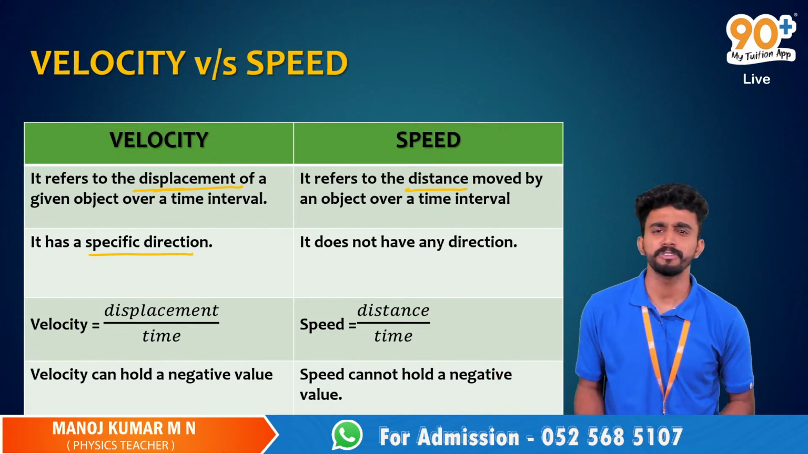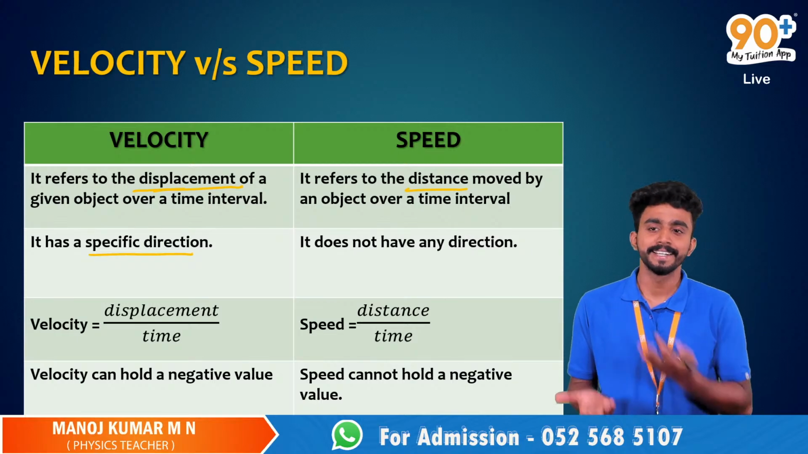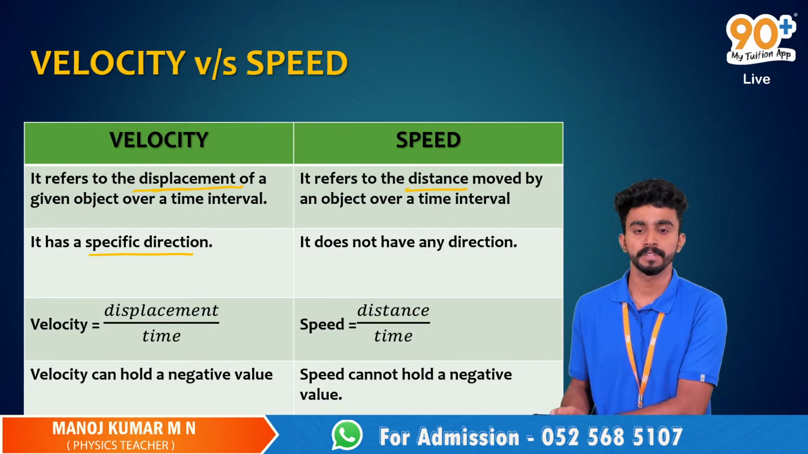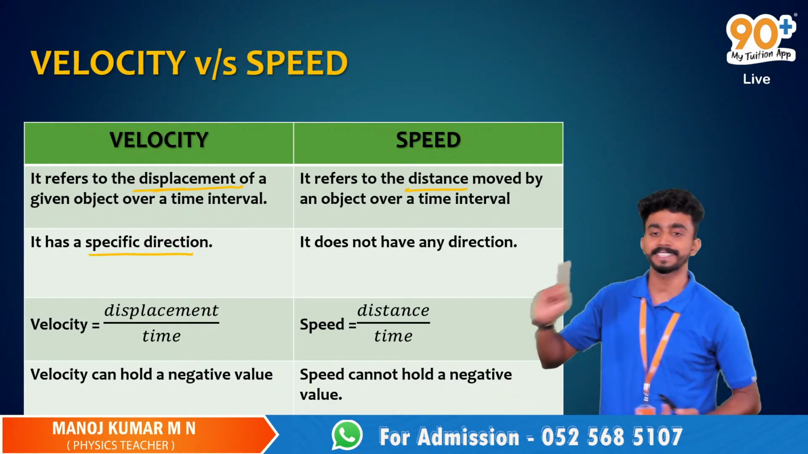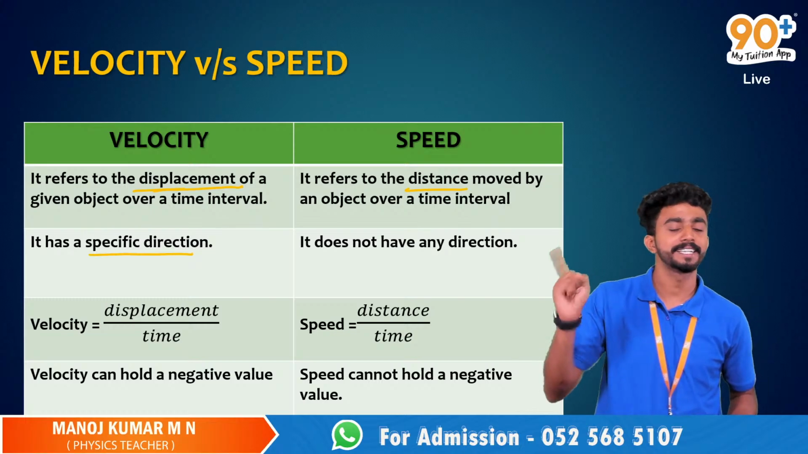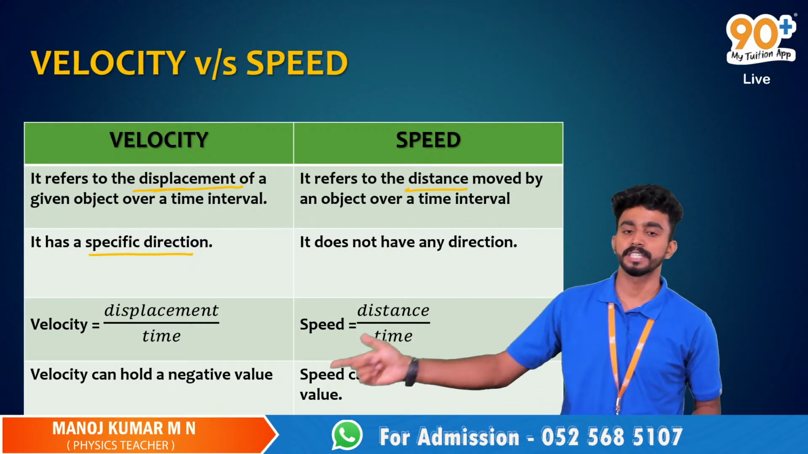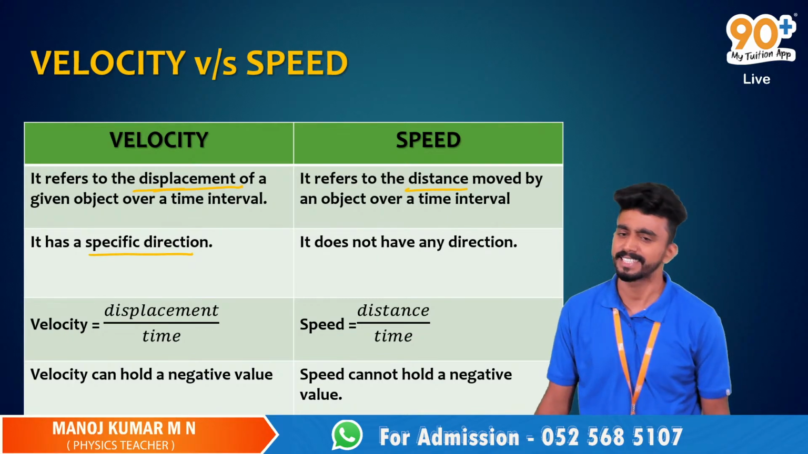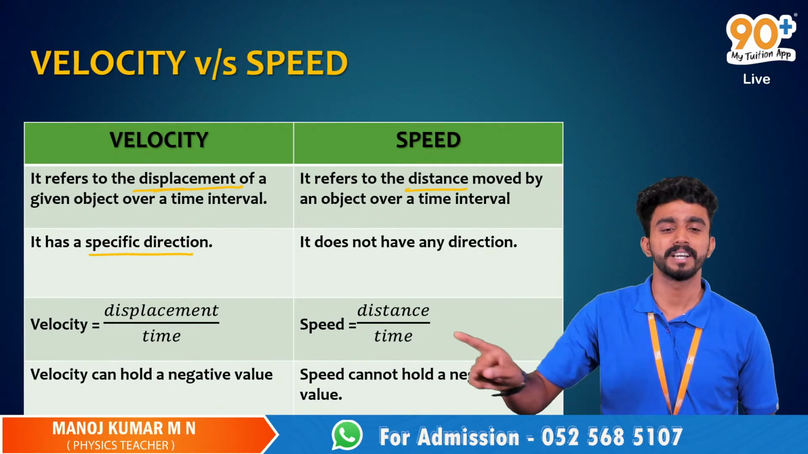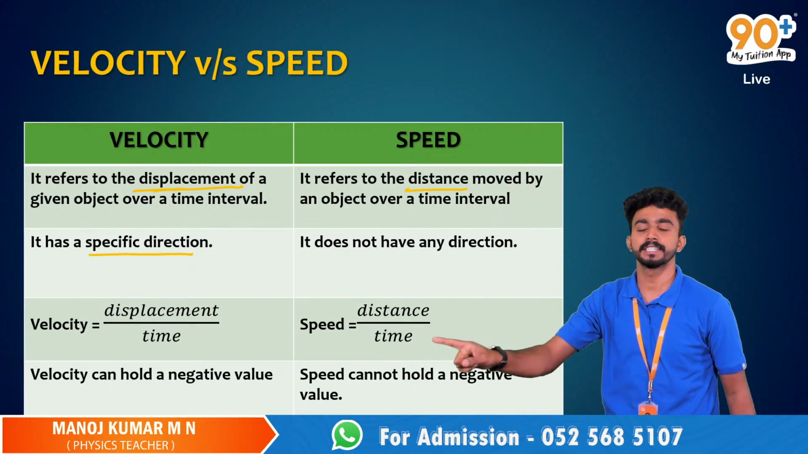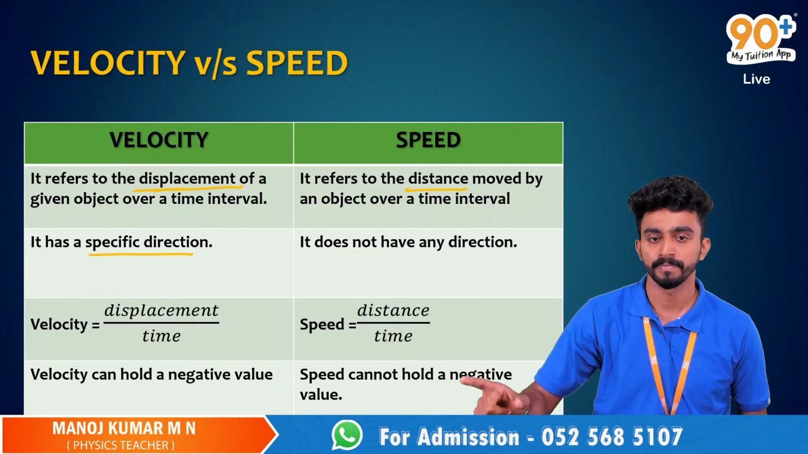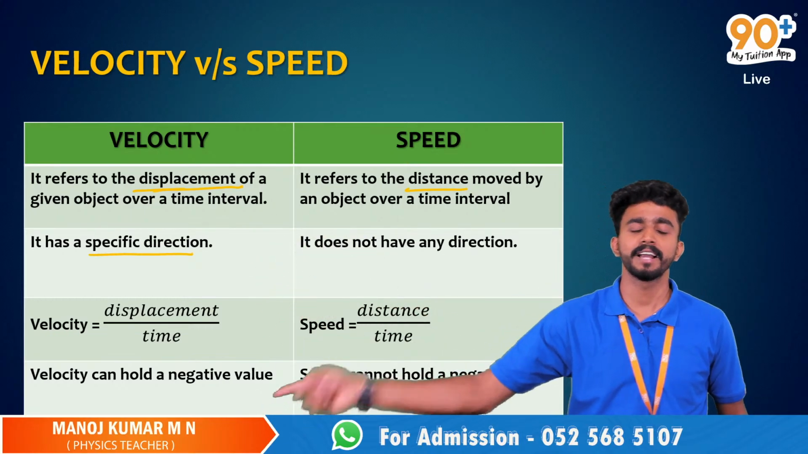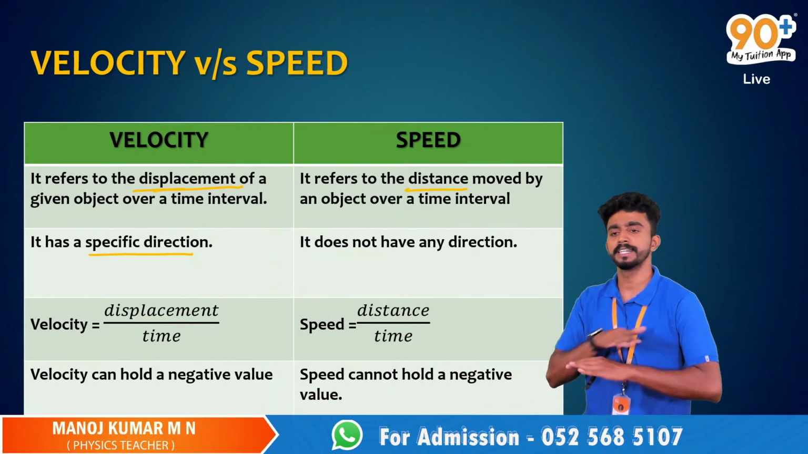All the concepts you know. Velocity means the displacement with respect to time. Speed is the distance with respect to time. Now velocity has a specific direction, speed does not have any direction. Velocity can hold a negative value and speed cannot hold a negative value. That's it. So these 2 points are similar, right? It is just the definition, it is just the equation. Same concepts. Does not have any direction, it has a specific direction. Can hold a negative value, cannot hold a negative value. Easy, done and dusted.